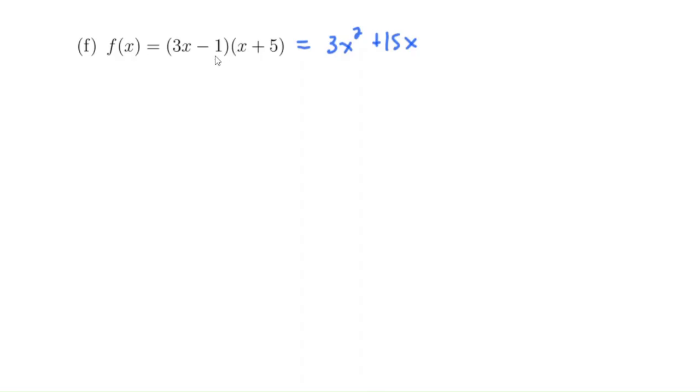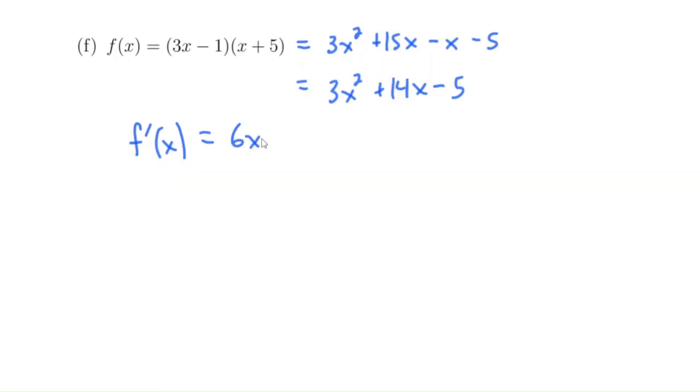We multiply the two inside things, we get minus x, or minus 1x. And multiply the two last things, we get minus 5. So notice this simplifies to be 3x squared plus 14x minus 5. So now what is the derivative? We had to simplify before we could take the derivative. The derivative would be 6x plus 14.